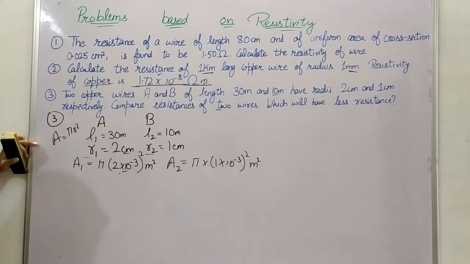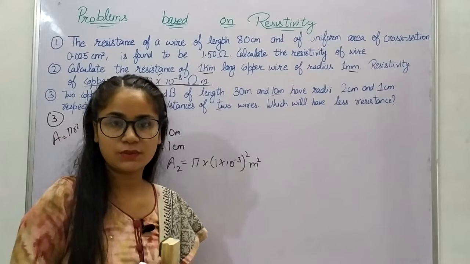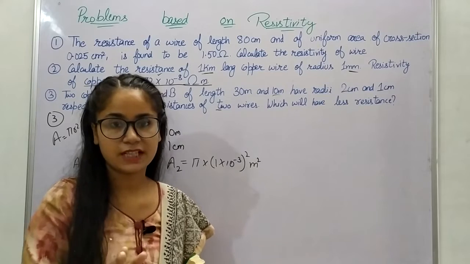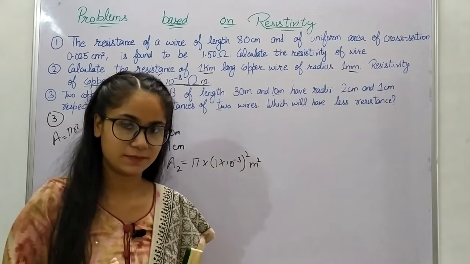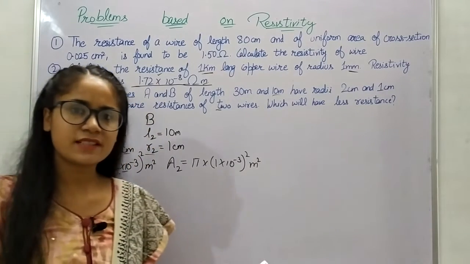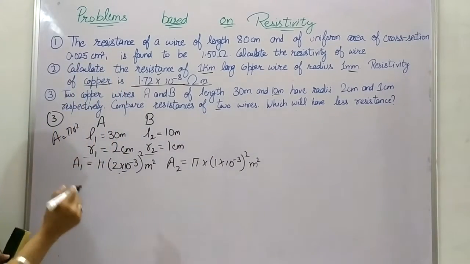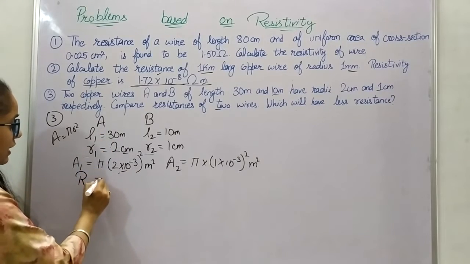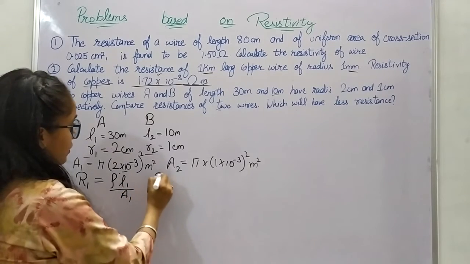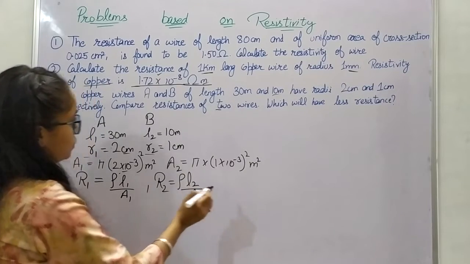Now we have to compare the resistances of these two wires, but we are not provided with the resistivity. So you just need to remember that the resistivity of copper is 1.7 into 10 to the power negative 8 ohm meter. As these two wires are made of copper, is there any difference in the resistivity? No, the resistivity would be the same. So we will write down the resistance of copper wire A as rho L1 over A1 and the resistance of copper wire B as rho L2 over A2.